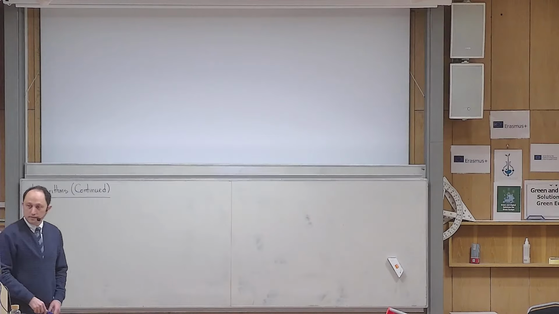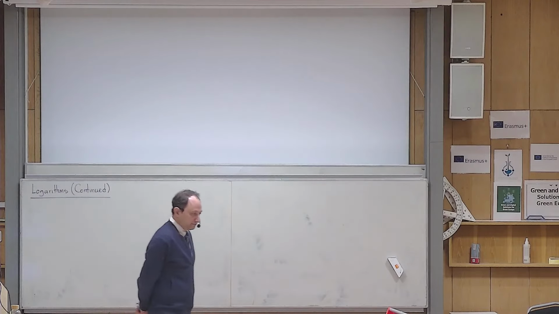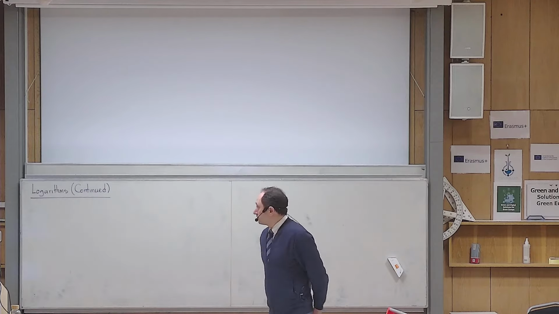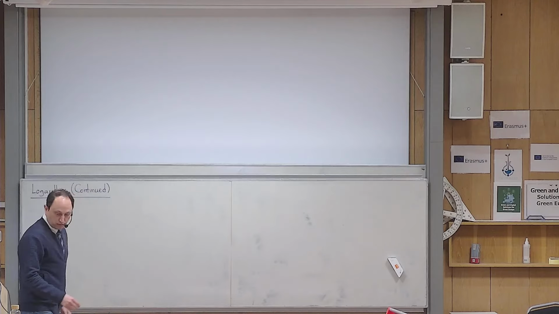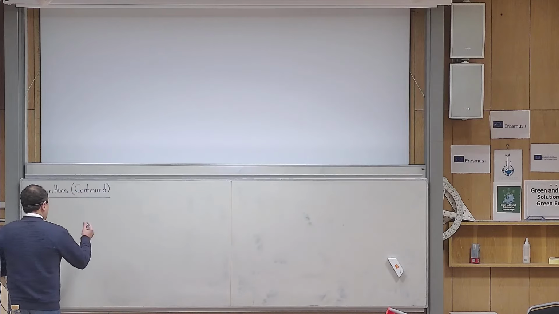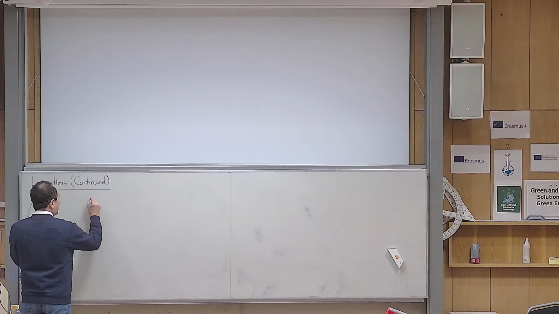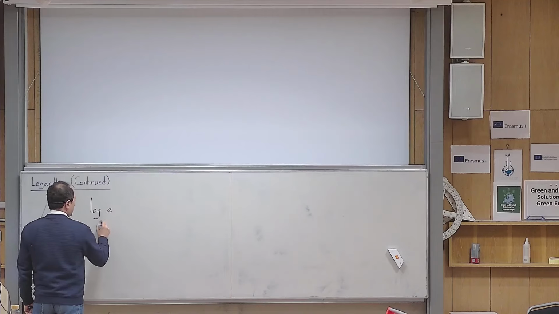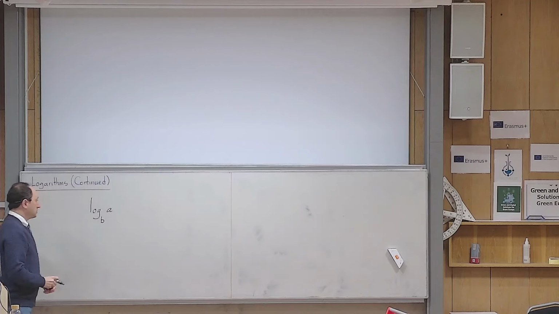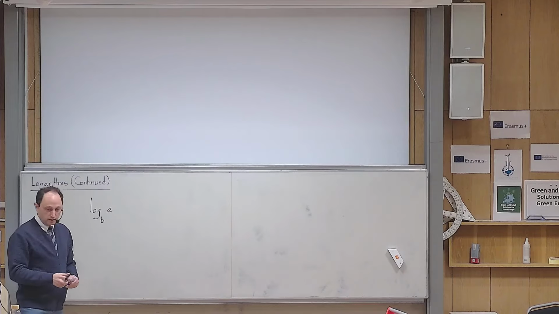Okay, so we continue the lesson. We learned about logarithms a little bit last time, so let me review what we did. Logarithm of a number a to the base b. This is how we read it, okay? The logarithm of a to the base b.